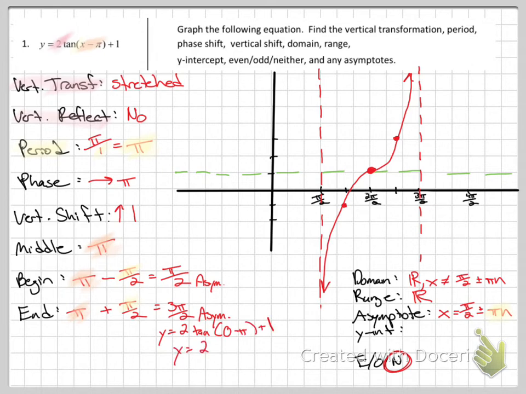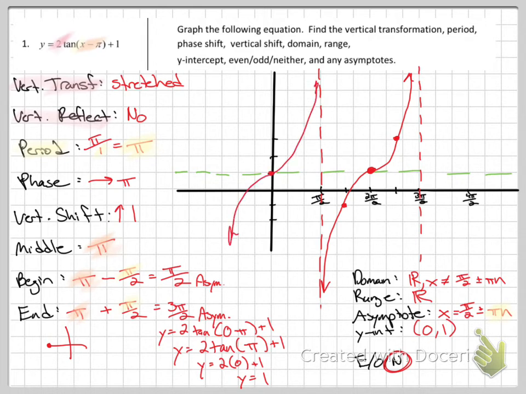So y is going to be 2 tangent of negative pi. Or probably write the whole word tangent. Remember, negative pi is here. The tangent value there is 0. So the y-intercept is going to be 0, 1. Which, if you imagine this moving back over here, you probably would have figured out that it would have landed right there. Okay, this is tangent.